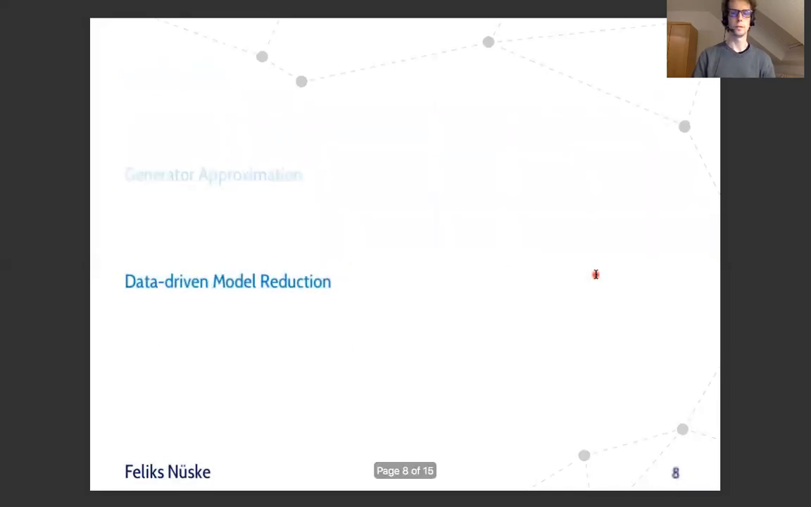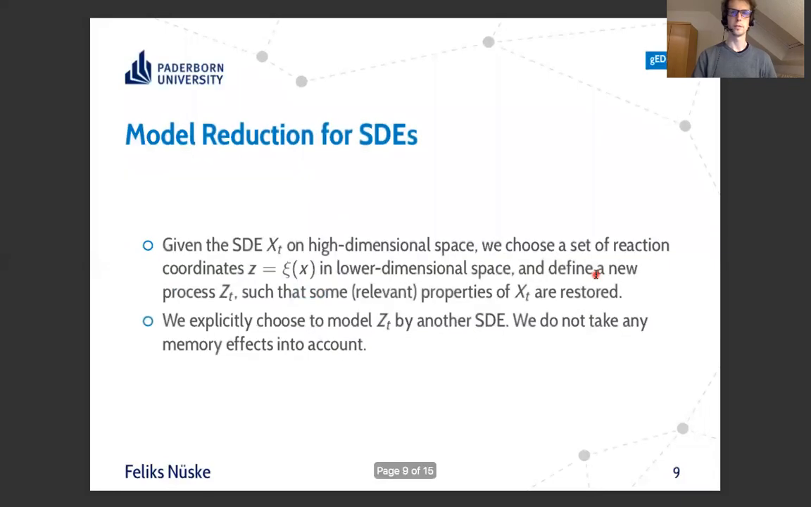So let us move on to the topic of model reduction. Let me first sketch the framework for model reduction we will use. The idea is just to replace the high-dimensional SDE X t by another SDE Z t, which is defined on a set of lower-dimensional reaction coordinates z. These reaction coordinates are related to the original state space variables x by some function, a coarse-graining mapping xi. And again, let me stress that we explicitly make the choice of modeling Z t as another SDE, so there are no memory effects taken into account. That is a modeling decision we just make for the purpose of this talk.